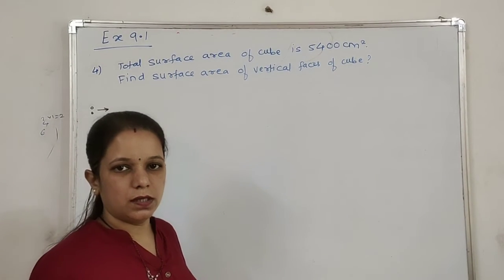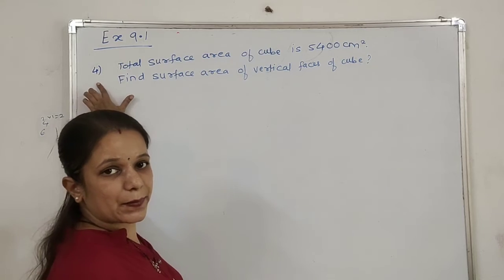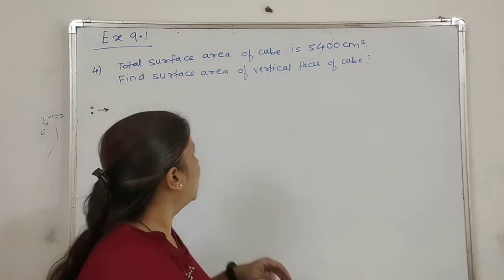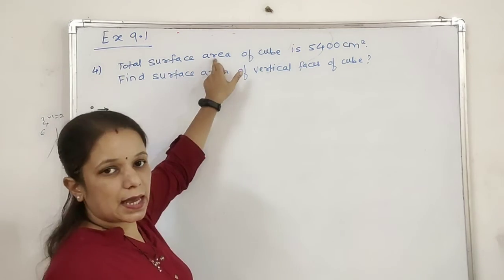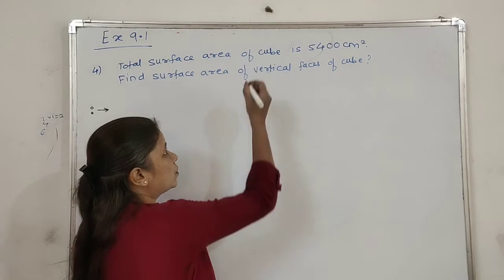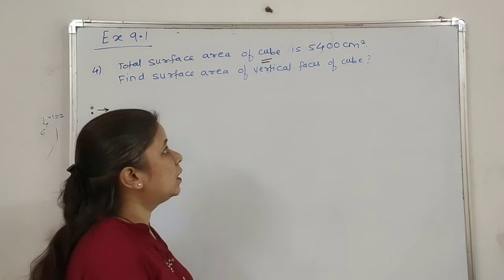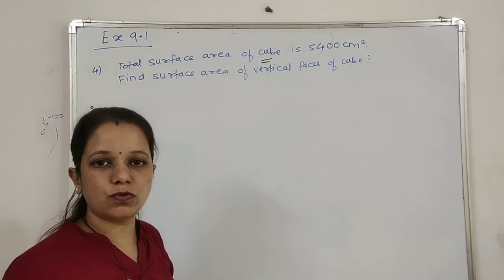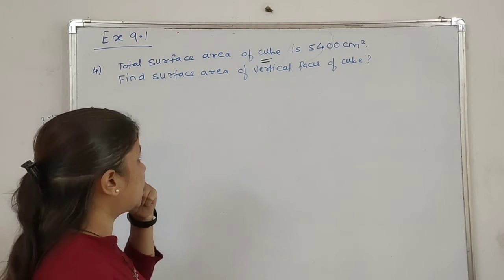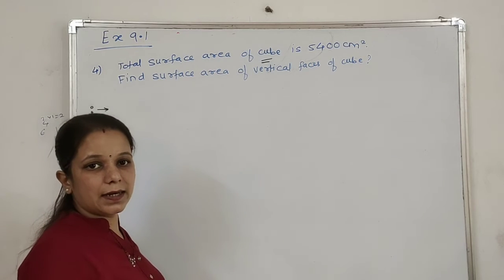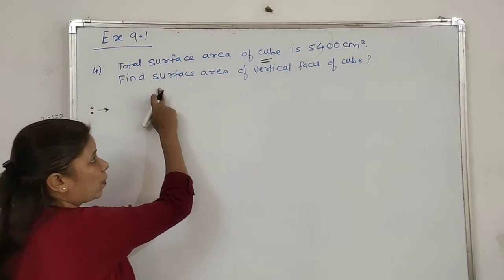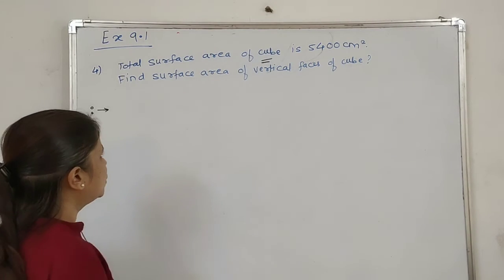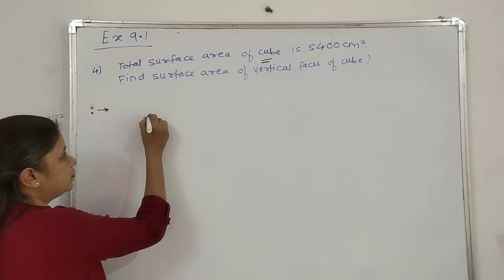Now we will go to question number 4, practice exercise 9.1. It is similar to the second question. Total surface area of cube. So now the figure is a cube. Total surface area is given to you as 5400 centimeter square. And you are required to find the surface area of vertical faces. Okay. So first we will go for a cube.